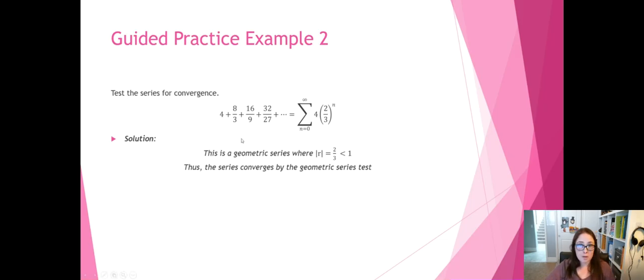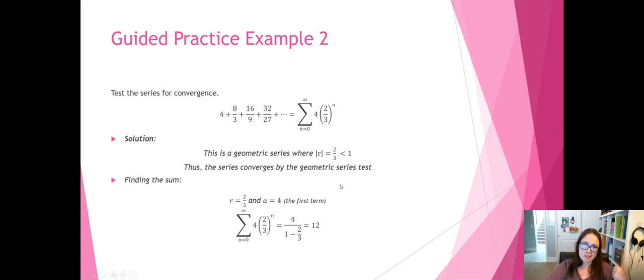Now, I can find the sum on this one. Most of the tests, you're not going to be able to do this, but this one I'm going to go ahead and find that sum. So if I wanted to find the sum, the ratio is 2/3, and a, the first term, is 4. If I plug in 0 to n, I get 4 times 1, so I get 4 for the first term. So plugging that into the formula, a over 1 minus r, I get 4 over 1 minus 2/3, which I can stick into a calculator, and I get 12. So the sum of this series is 12.